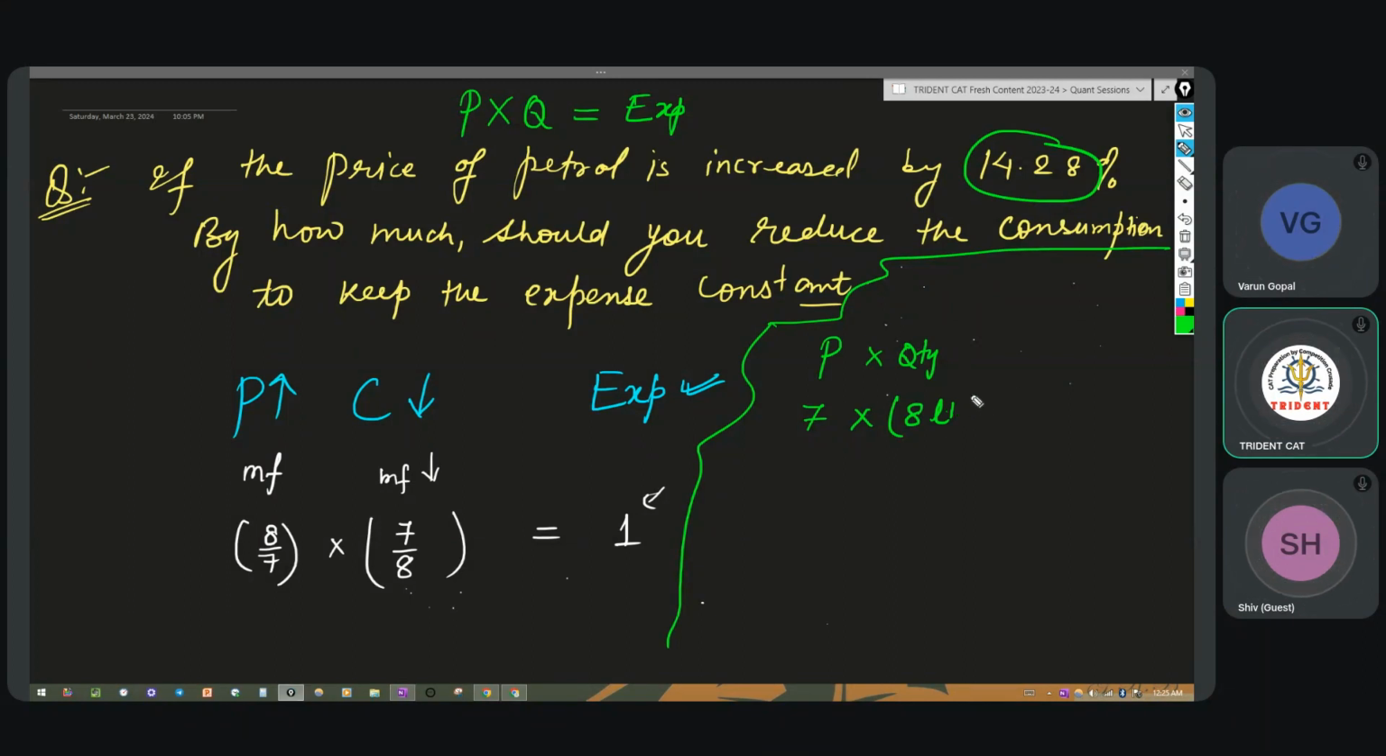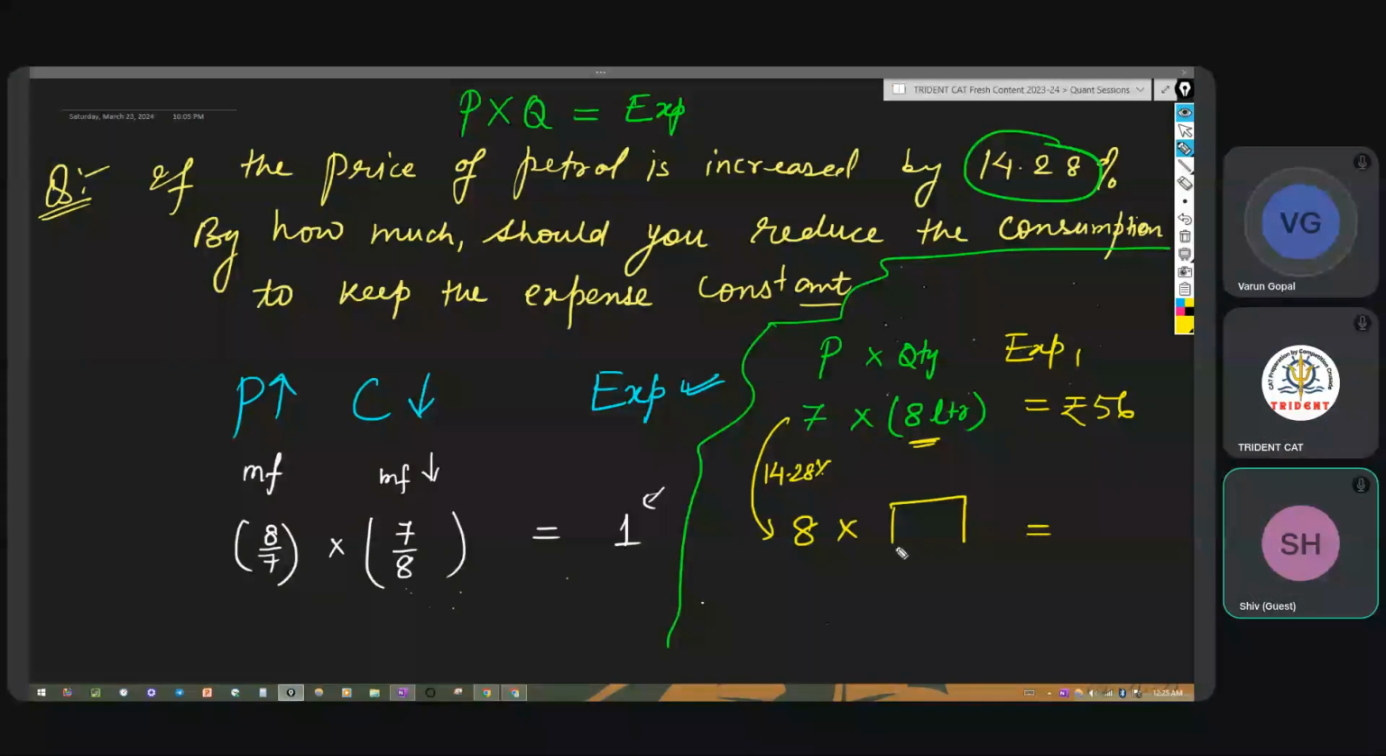Now just pay attention to what I'm writing. I'm just taking 8 liters for the sake of it. So what is the total expenditure, Shiv? 56. Yes, this is the first case. After some time, the price has increased by 14.28%. What that means is, Shiv, from 7x it has gone to 8x, but I'm keeping the x out of the picture. I'm just writing it as 7 only, or rather 8 only. So if you see from 7 to 8, the increment is 14.28%.